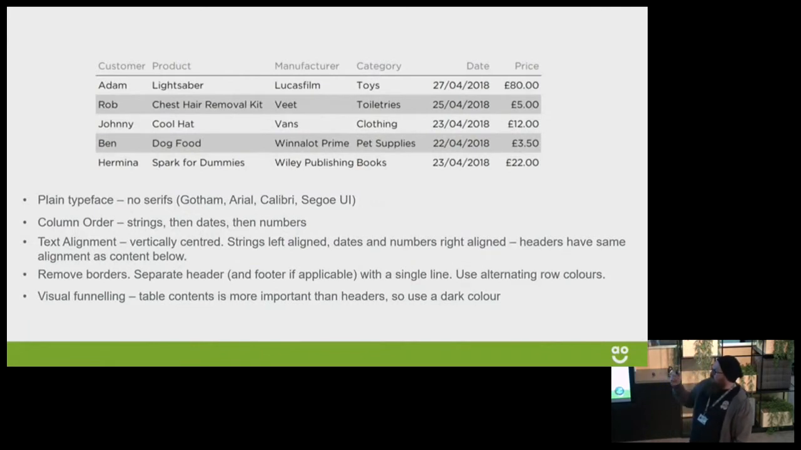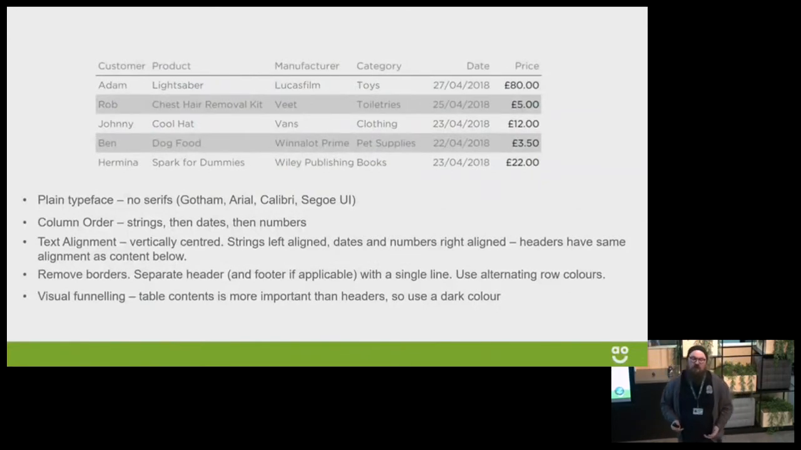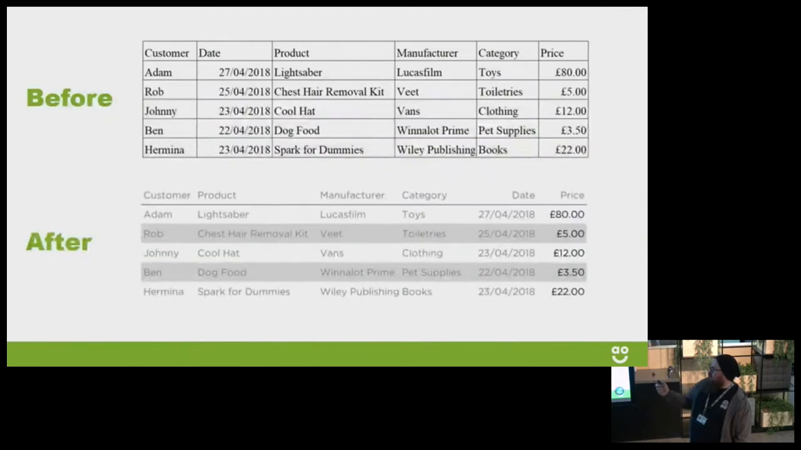What you can do with this one is you can go a step further. You can actually look at visually funneling to the numbers, because if you're doing an analysis on sales data, it's probably going to be the revenue figures that are most important to you anyway. So tables, quick before and after. I wouldn't say the before is necessarily bad practice, but that after is a vast improvement, and there's some science applied to it that says that that's going to be easier to consume and quicker to understand.